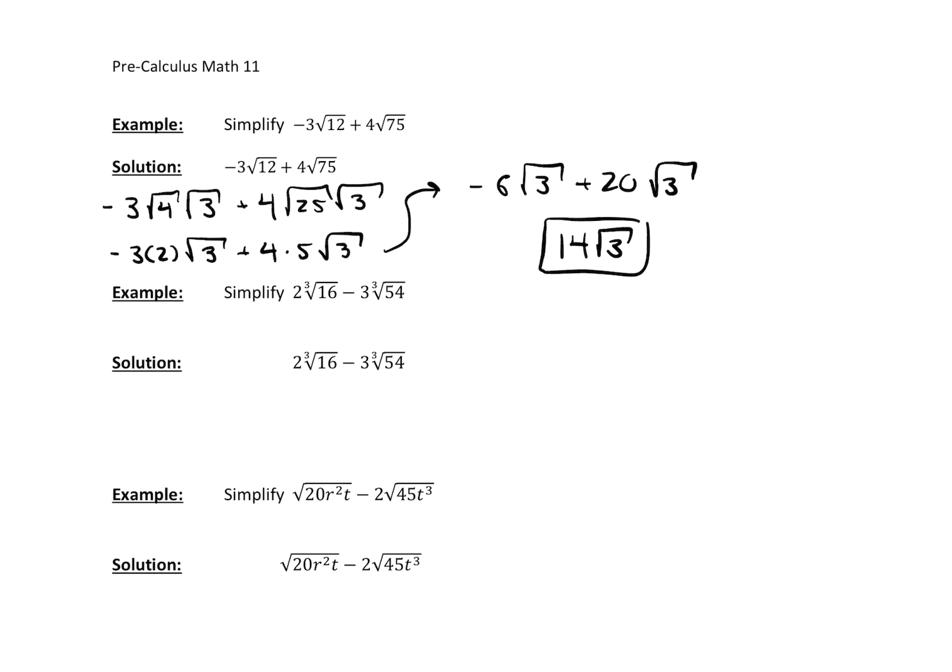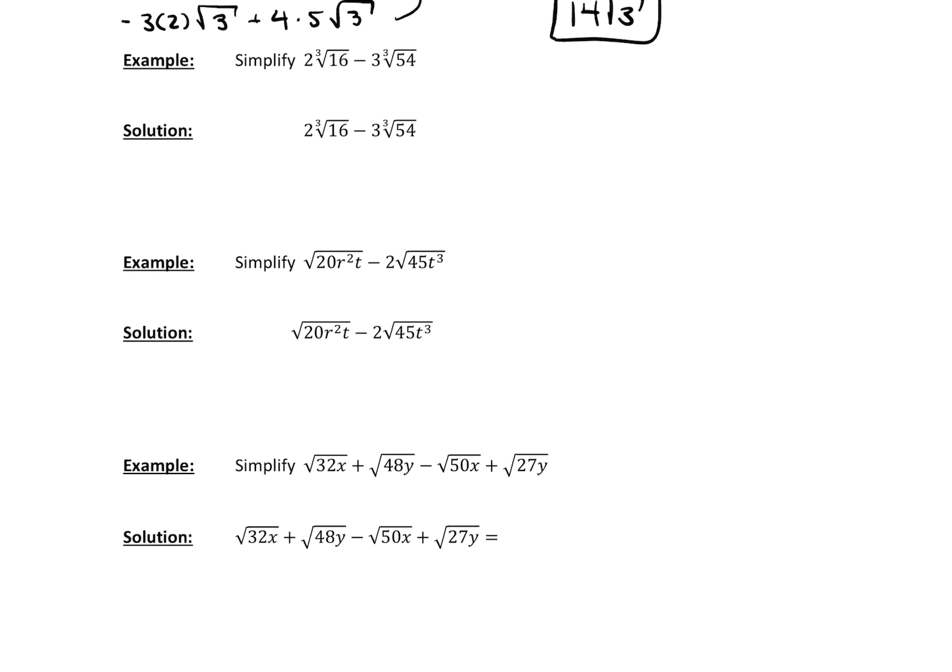Done. Next one. Be wary if your index changes. So now we have cube roots, so we're looking for perfect cube factors. So this becomes 2 times the cube root of 8 times the cube root of 2 minus 3 times the cube root of 27 times the cube root of 2, because 27 and 8 are both perfect cubes.